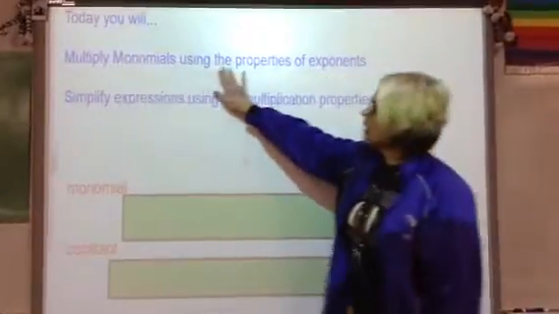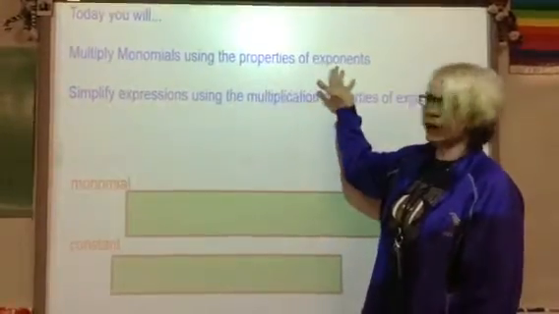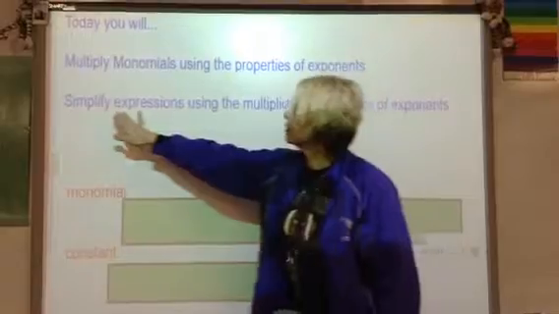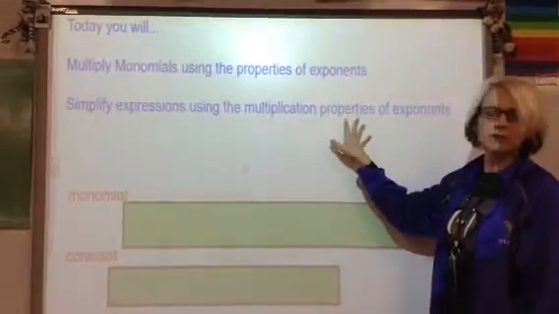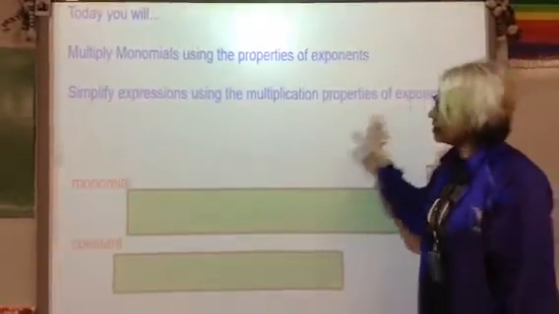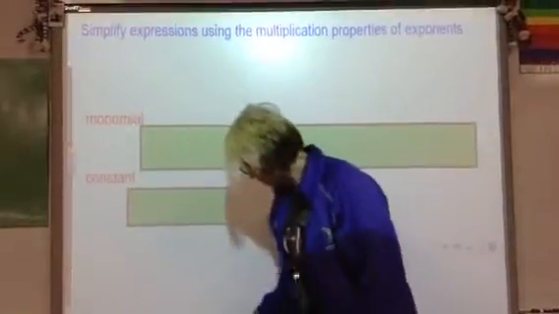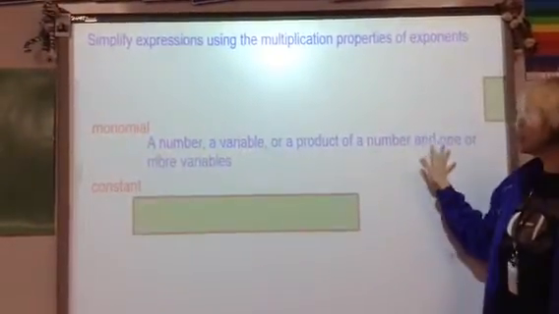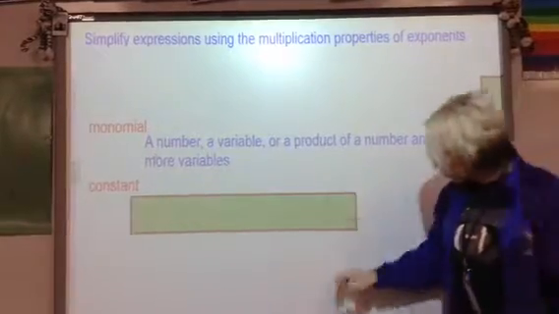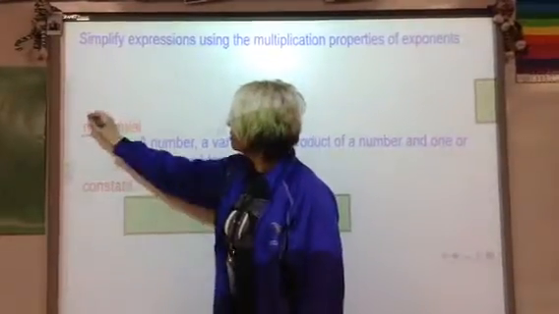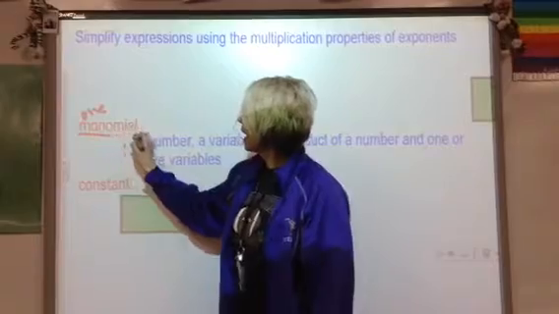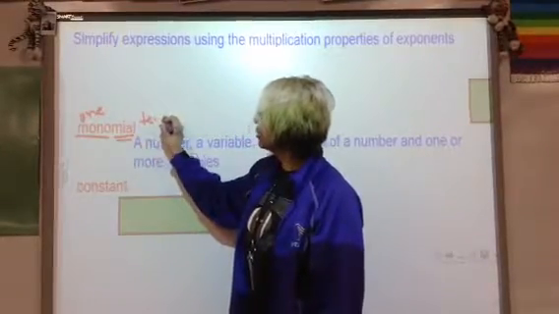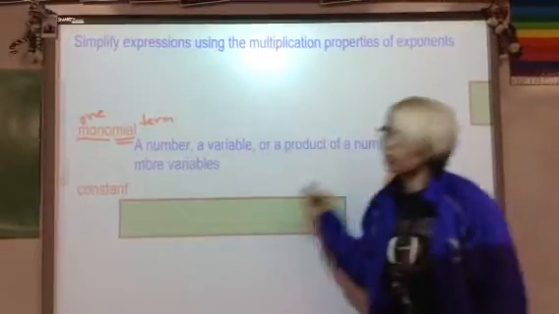Today we will multiply monomials using the properties of exponents, and we'll simplify expressions using the multiplication properties of exponents. So what is a monomial? A monomial is a number, a variable, or a product of a number and one or more variables. What this word means: mono is a prefix meaning one, and mial is a suffix meaning term. So this just means it's one term.